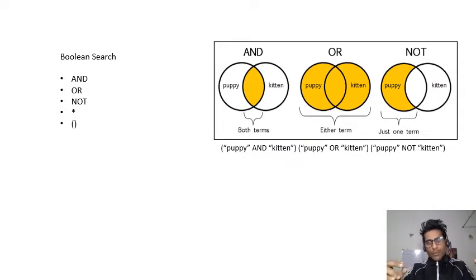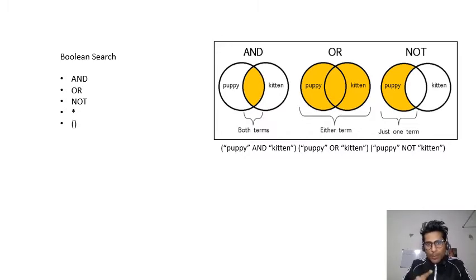quotes. When we use double quotes, like if we are searching on LinkedIn, that means that specific word will come in our search results. And see that on the image, first one, AND: puppy and kitten, so we want both of them.